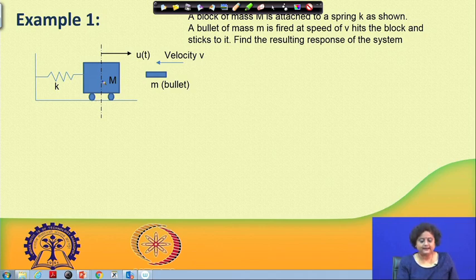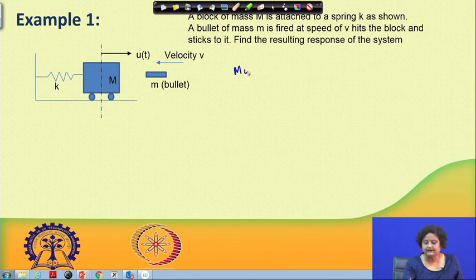So, one can easily appreciate that when a bullet with a velocity v comes and hits this mass and sticks to the mass, this mass will start oscillating. So, what we have to do is to find out the resulting oscillation or vibration of this mass after the bullet has hit the body. We already know that the equation of motion before the bullet hit is M u double dot plus k u is equal to 0.